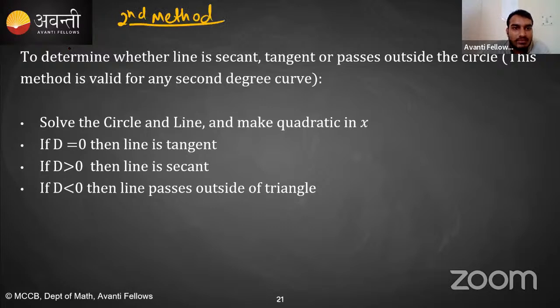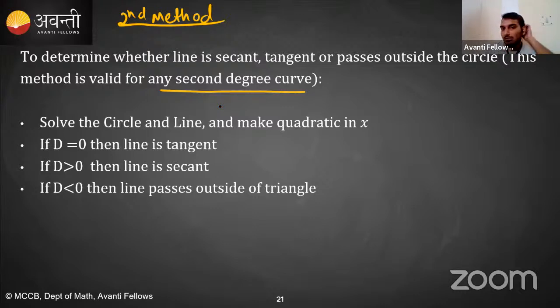What is this method? This method is true for any second degree curve. It is true for the circle, and when we study the parabola, the ellipse or the hyperbola, this method is always true. But the perpendicular distance from the center method is only applicable for the circle. So that's why we need a more general way to find whether the line is secant, tangent, or passing outside or what.